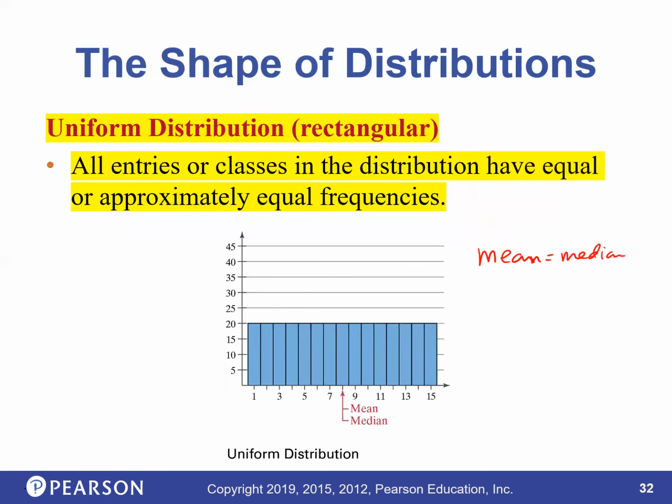The next one, and tell me if I'm going too fast, we're good? So if you want to draw it out and stuff like that. This one we are going to work with because it comes up in probabilities later on. Uniform distribution. Everything is happening the same. And again, in statistics, it's a relative term, it's almost the same. The distribution is pretty much even across the board, so all entries or classes in the distribution have approximately equal frequencies.